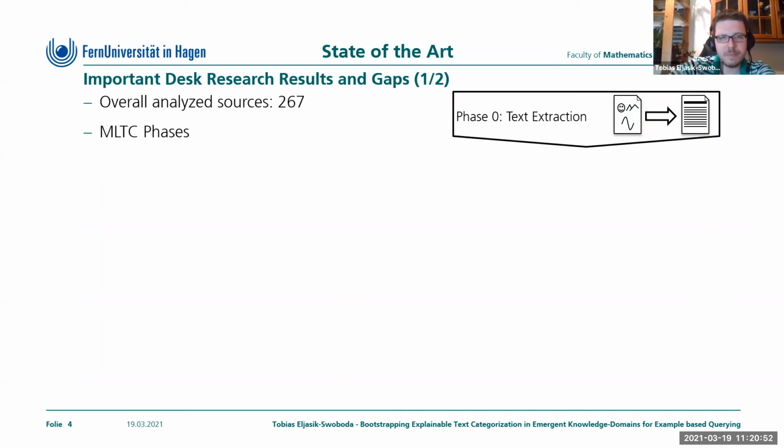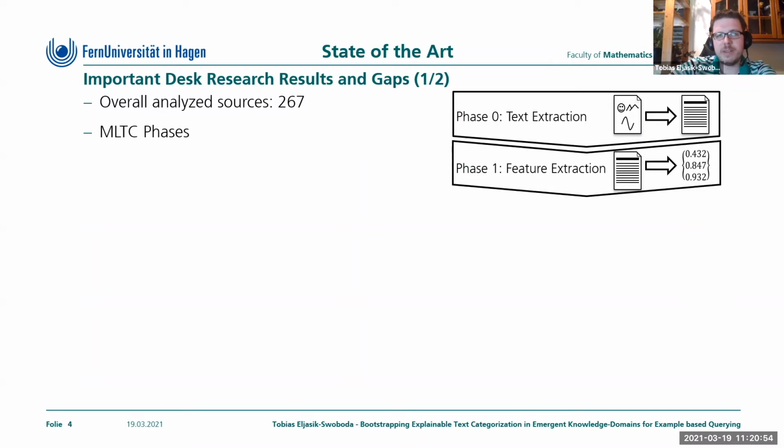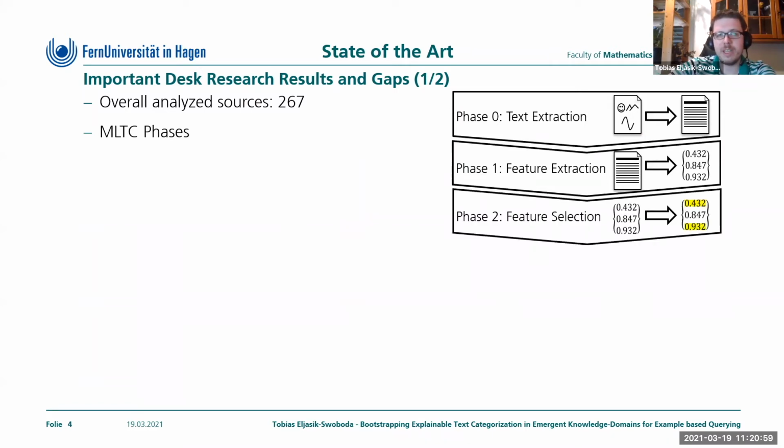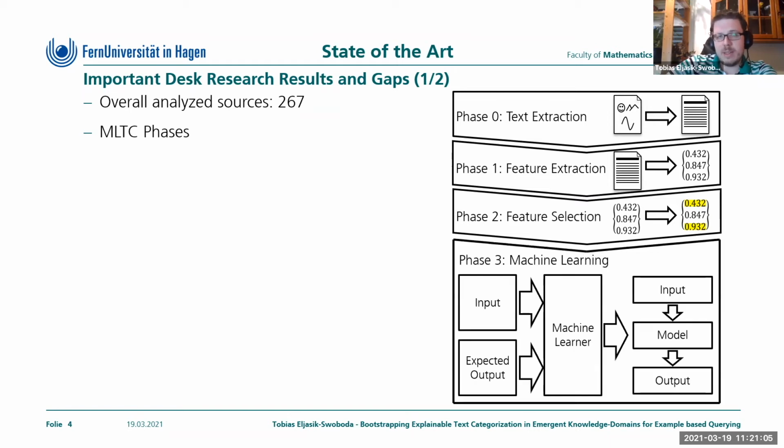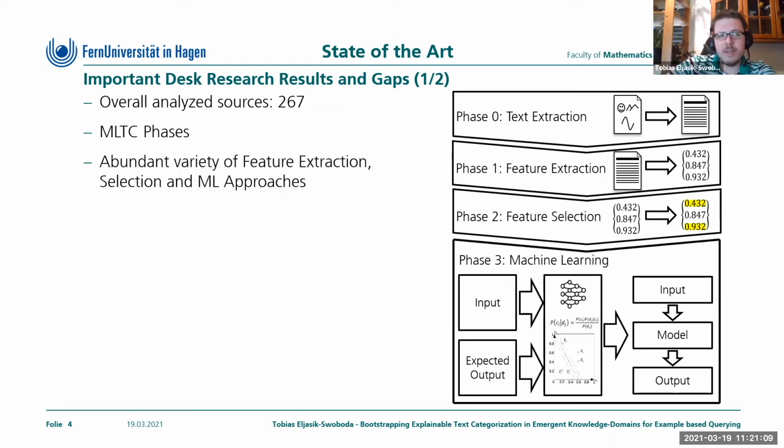paragraphs are extracted. Then follows a feature extraction in which it's transformed into numerical vectors, followed by a feature selection in which redundant numbers in this vector are removed. And this is followed up with a real machine learning task in the end.